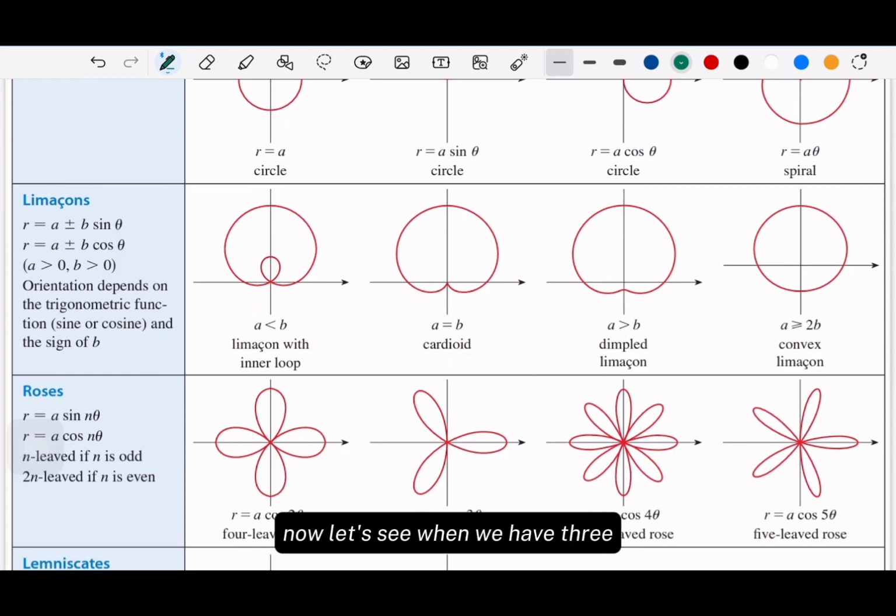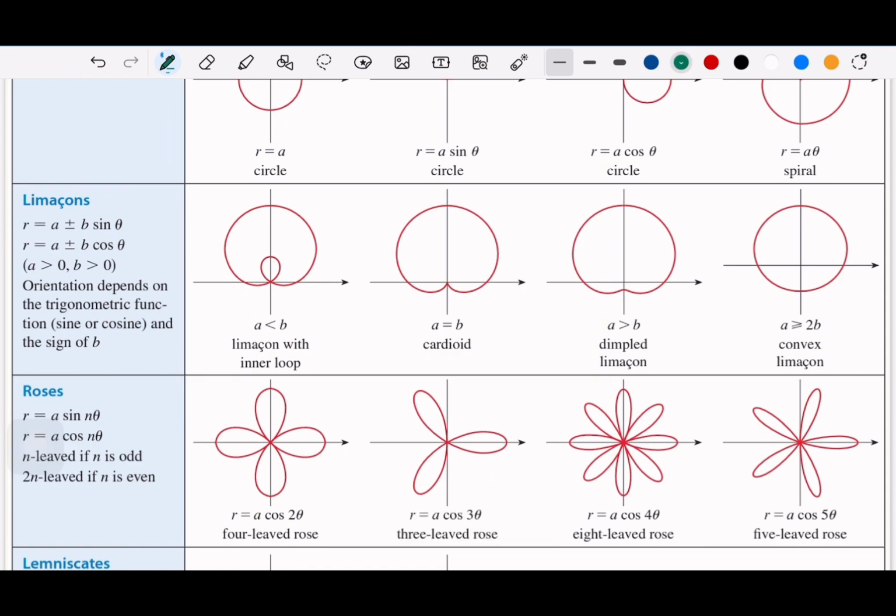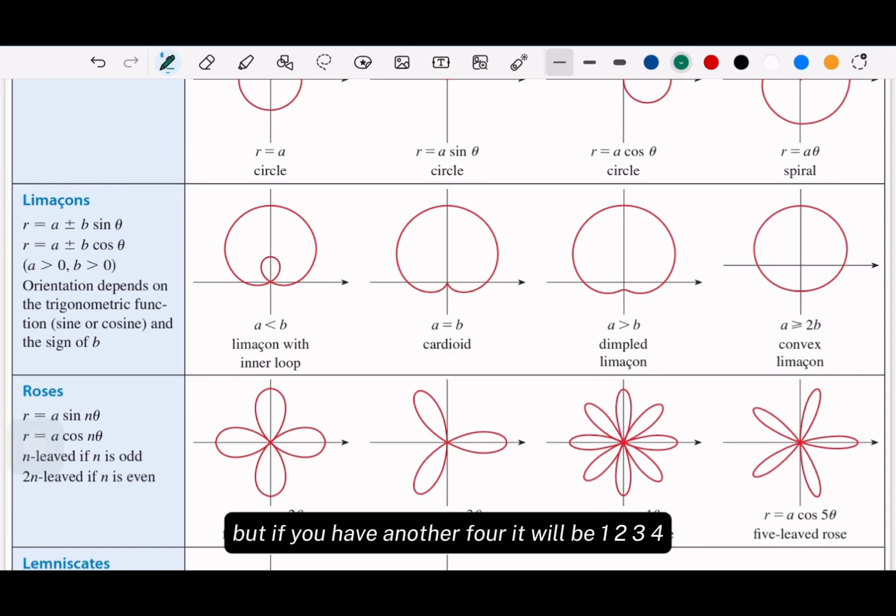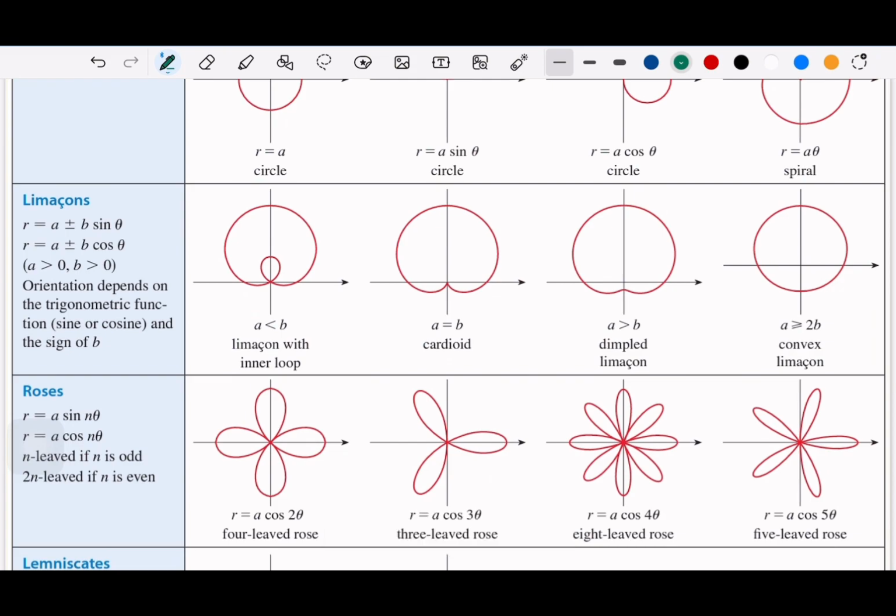Now let's see when we have 3. If we have 3, it's 3. But if you have 4, it will be 1, 2, 3, 4, 5, 6, 7, 8. So it's getting double. If you have 5, it's staying the same, 5. So if n is odd, the number of leaves is the same as n. If it is even, it will be 2n.